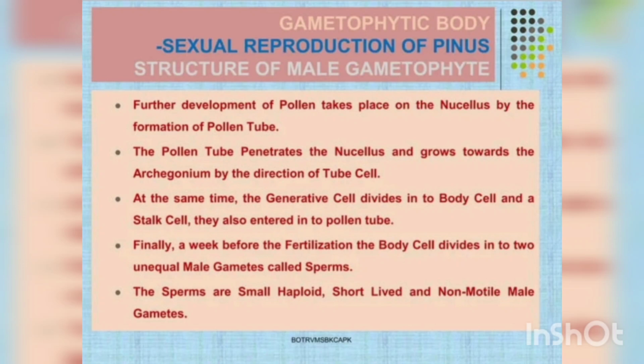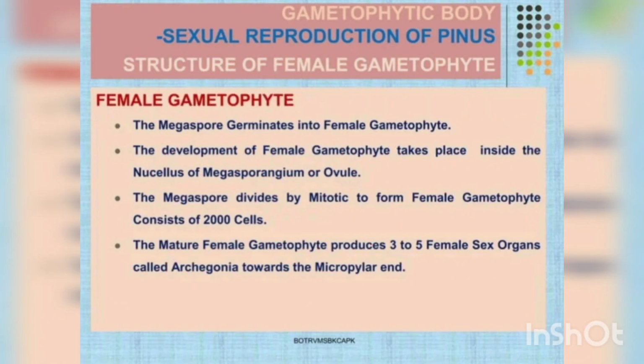At the same time, the generative cell divides into the body cell and the stalk cell. All this division is not needed, but you have to understand that from the body cell, two unequal male gametes or sperms are formed. These sperms are haploid, short-lived, and non-motile. So after the formation of the male gametes or sperms, let's see what happens to the female gametophyte.